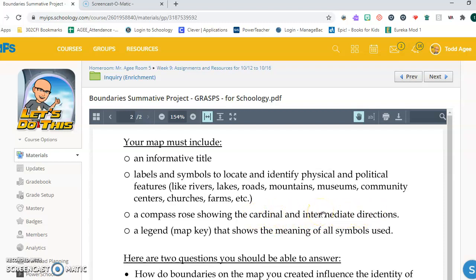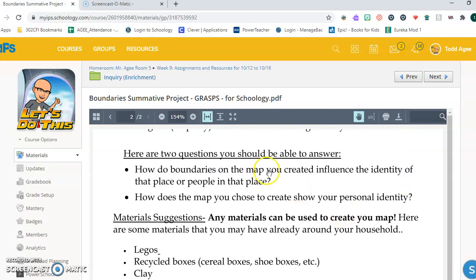Intermediate directions would be northeast, southeast, southwest, northwest. And your map also must include a legend, which is a map key that shows the meaning of all the symbols that you use on your map. So your map's going to have to use symbols, and those symbols are going to have to be included in a map key.